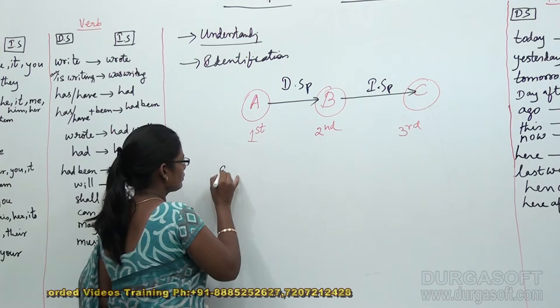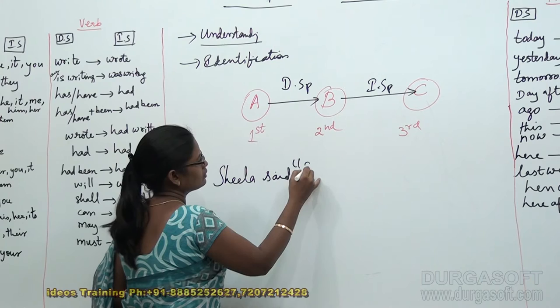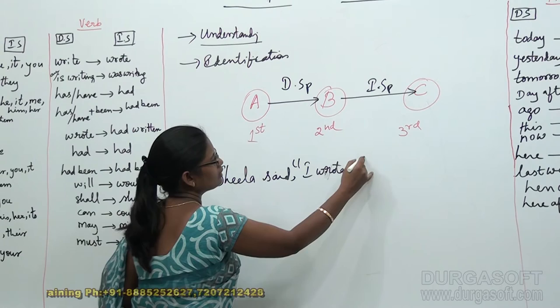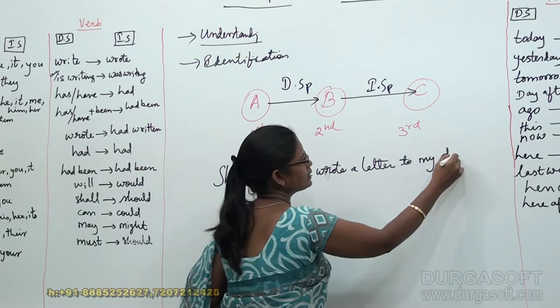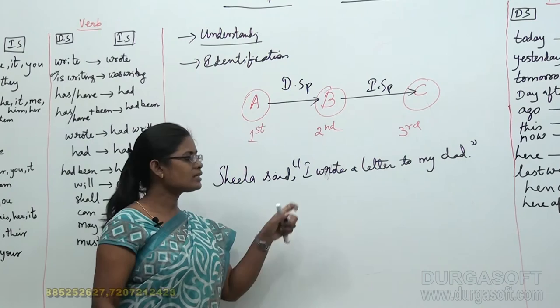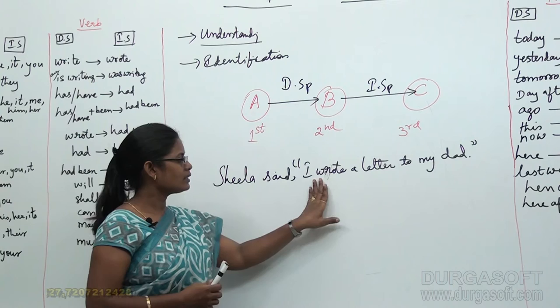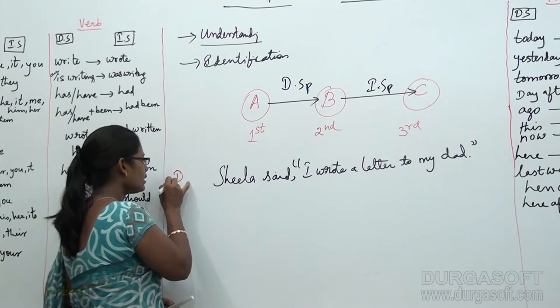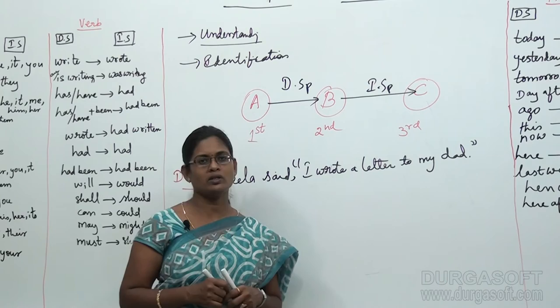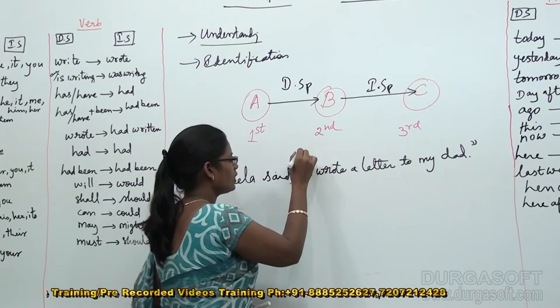Sheila said, I wrote a letter to my dad. Okay? Sheila said, I wrote a letter to my dad. And I am saying this is my direct speech. I call this direct speech. Why do you call it a direct speech? Let me give you some identification marks.